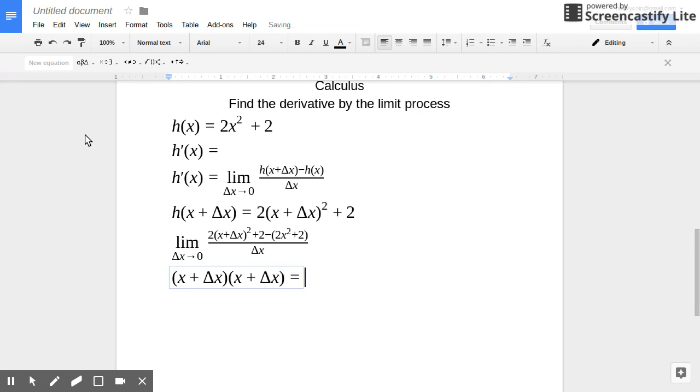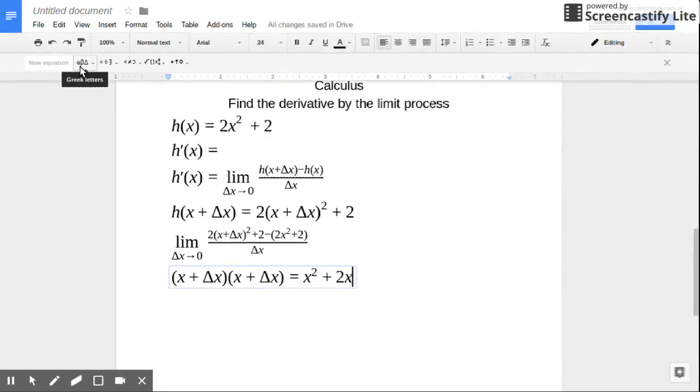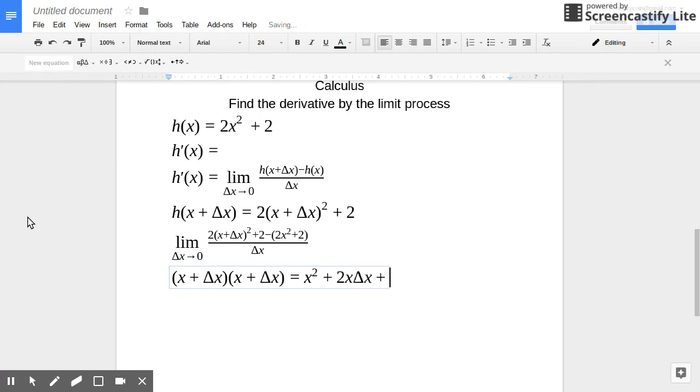is equal to, remember, x squared plus 2x delta x, I'm going to get it right here in a minute. Oh, goodness. Plus, and I'm going to go ahead and put parentheses around this, plus our delta x squared. Okay. So remember how we did that in the previous problem. Okay. So that's all multiplied out.